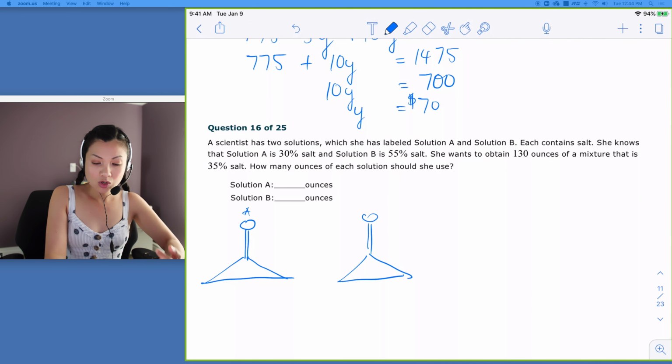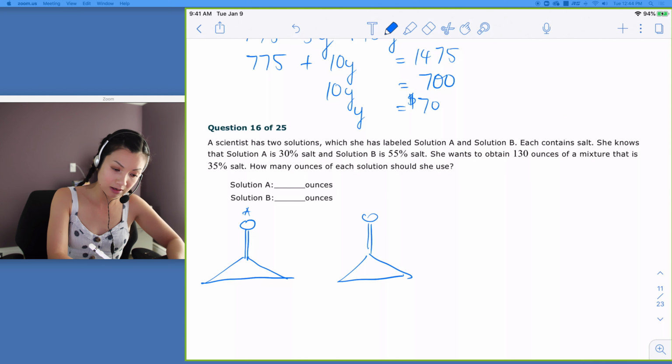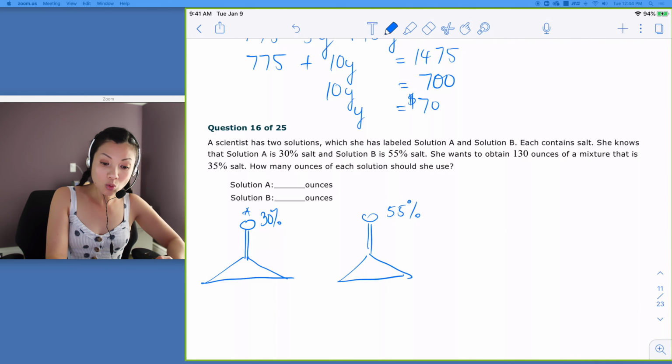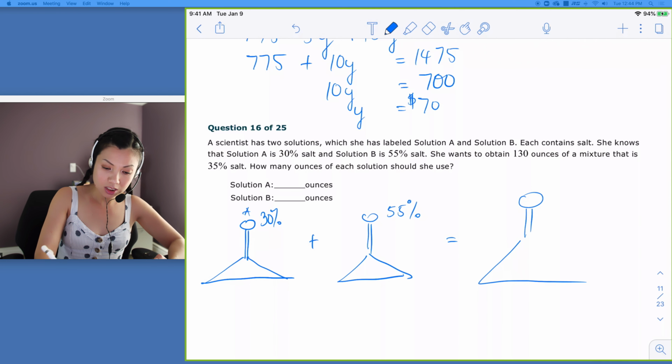Okay. So each contains salt. She knows that solution A is 30% salt and solution B is 55%. So 30% and 55%. She wants to obtain 130 ounces of a mixture. So a mixture right here. So pretty much when she adds them up, she gets this mixture with 130 ounces in it, and it is 35% salt.